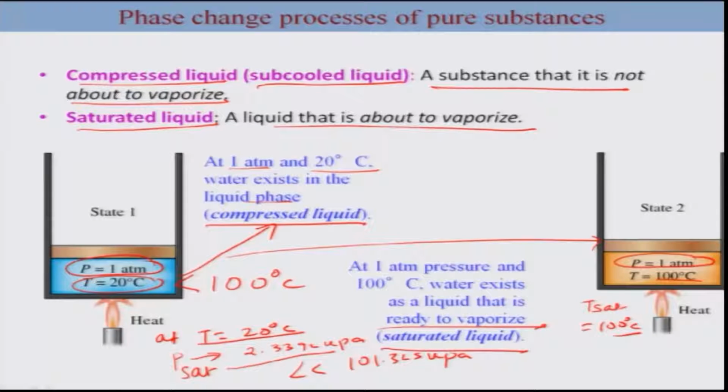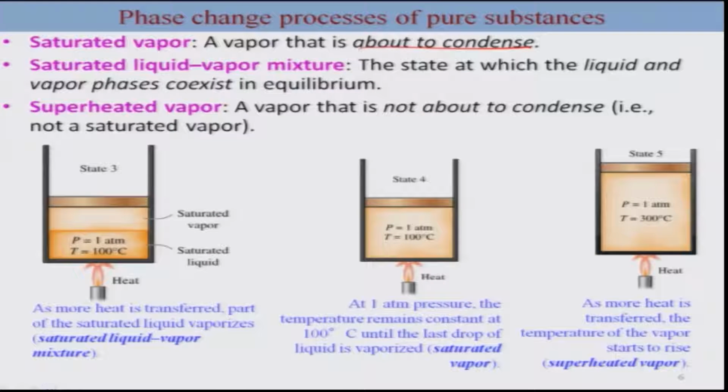So, now state 1 was compressed liquid, state 2 was that liquid was ready to vaporize. Okay, now I am further heating up. Now, what happens is that certain molecules of the liquid are transferred to the vapor state. So, the liquid volume is also changing. This is the liquid volume, this is the vapor. Since this is 1 atmosphere, this phase is at equilibrium with this phase. That is why it is called the saturated system. It is saturated with liquid as well as vapor. So, liquid and vapor are at equilibrium. So, this is the state 3.